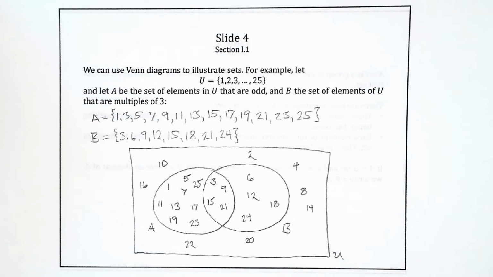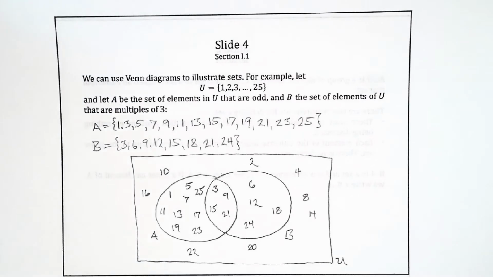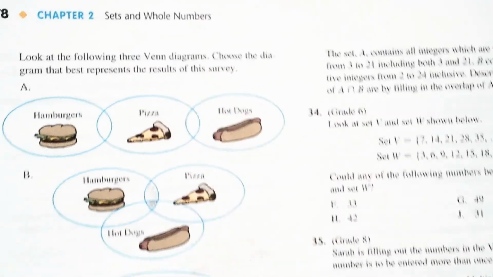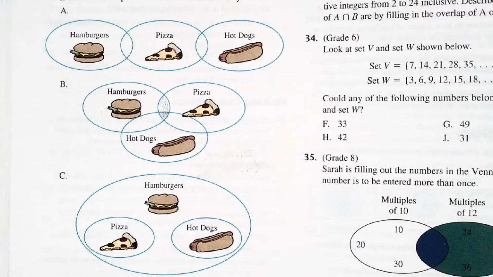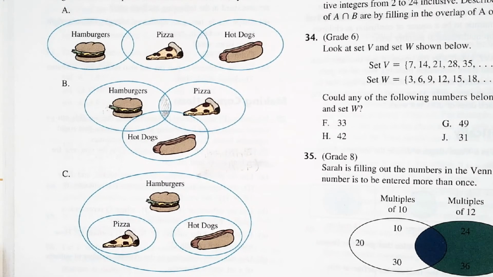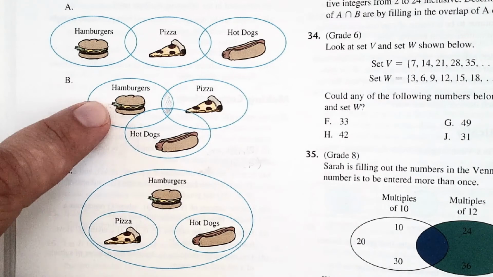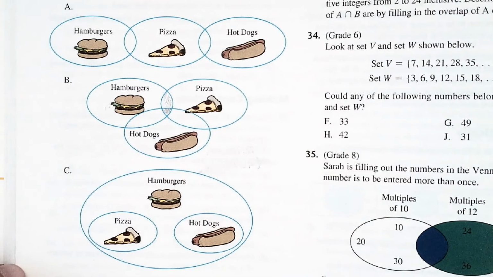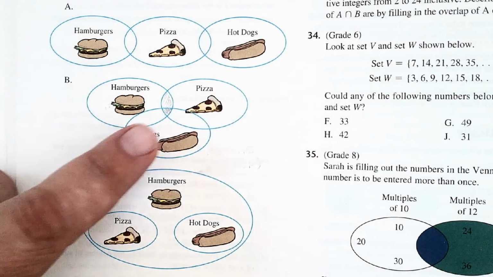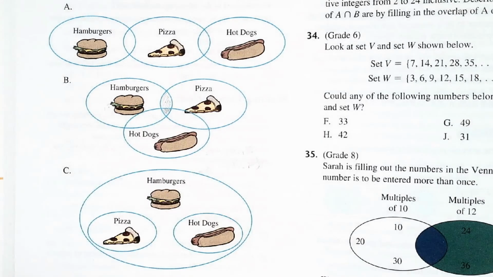Okay, and Venn diagrams can be used in different ways. A good example of that can be found at the end of the homework for this section on page 78. Here we're supposed to be using Venn diagrams to illustrate students that like hamburgers, pizza, and or hot dogs. Students could like just hamburgers, just pizza, just hot dogs, maybe both hamburgers and pizza but not hot dogs, maybe all three, and so on and so forth.